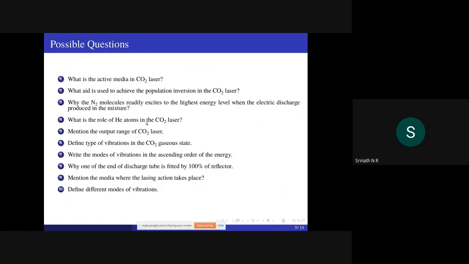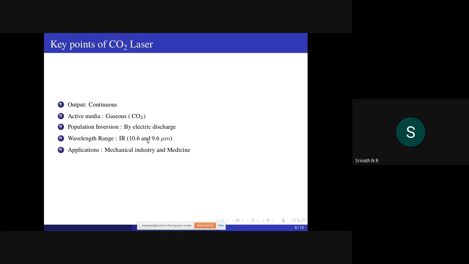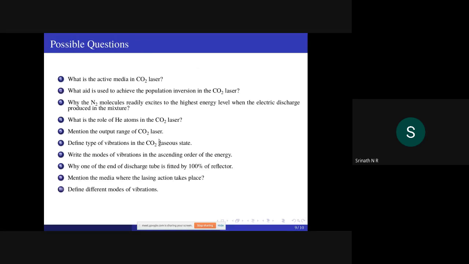Mention the output range of CO2 laser. As I mentioned earlier, 10.6 micrometer and 9.6 micrometer. Define the types of vibrations in the carbon dioxide gaseous state. There are three types of vibrations: bending mode, symmetric mode, and asymmetric mode. Write the modes of vibration in ascending order of their energy: bending mode, symmetric mode, and asymmetric mode.